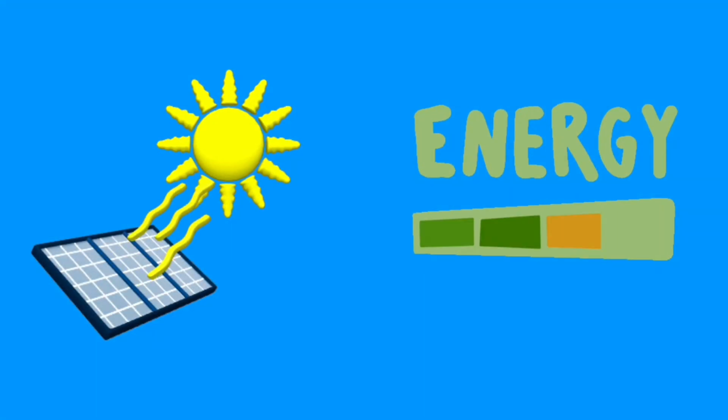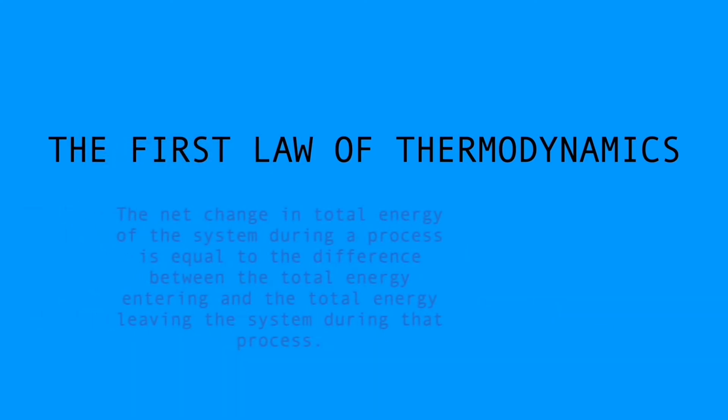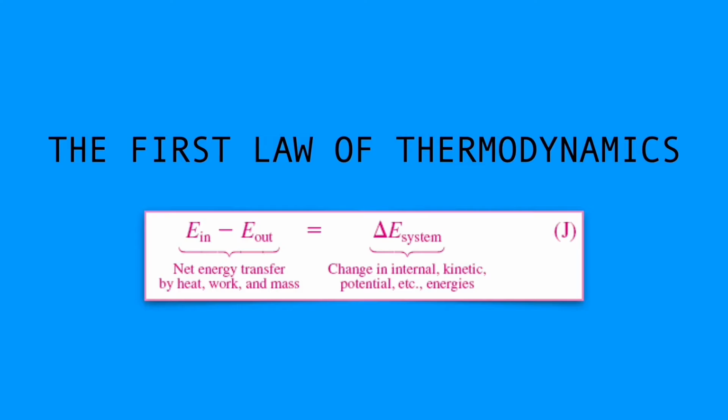The first law of thermodynamics states that energy can neither be created nor destroyed during a process. It can only change forms. The net change in the system's total energy during a process equals the difference between the total energy entering and the total energy leaving the system during that process. And the energy change is zero if the system's state does not change, applicable for a steady process.